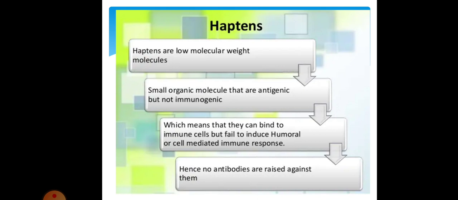Haptens can bind to immune cells but fail to induce the humoral or cell-mediated immune response. When hapten molecules bind to any immune cells, for example B cells, T cells, monocytes or neutrophils, that hapten molecule does not induce the humoral or cell-mediated immune responses. Hence no antibodies are raised against them. The hapten molecule does not raise any antibody against it.